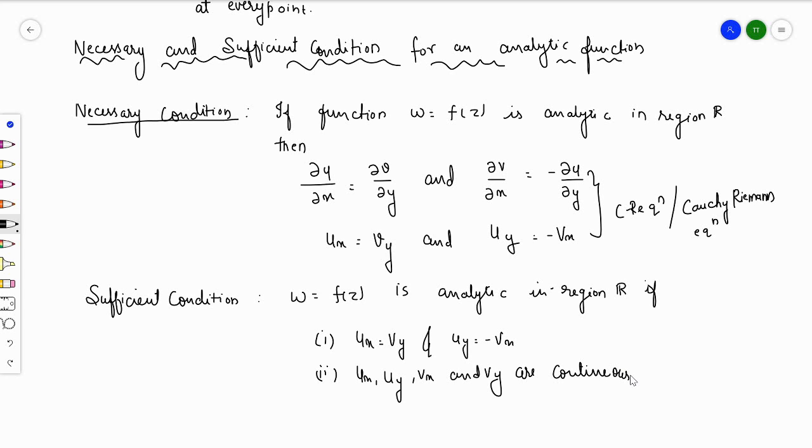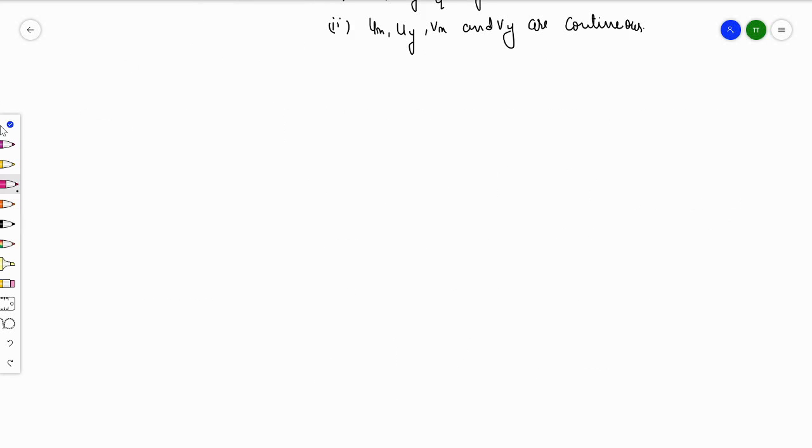So what is the necessary and sufficient condition? First, any analytic function satisfies the CR equation, and ux, uy, vx, vy are continuous. Now let's see some questions based on analytic functions. Let's take a question on this.